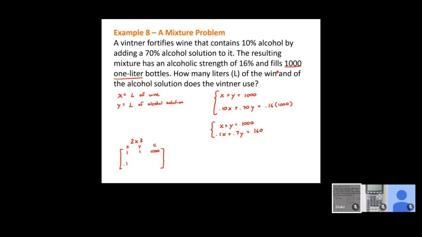Good, right? So 0.1 is the coefficient of x, 0.7 is the coefficient of y, 160 is our constant. Now that we have our matrix, we can go to our calculator. We can find the reduced row echelon form of that. So switch back to my calculator.